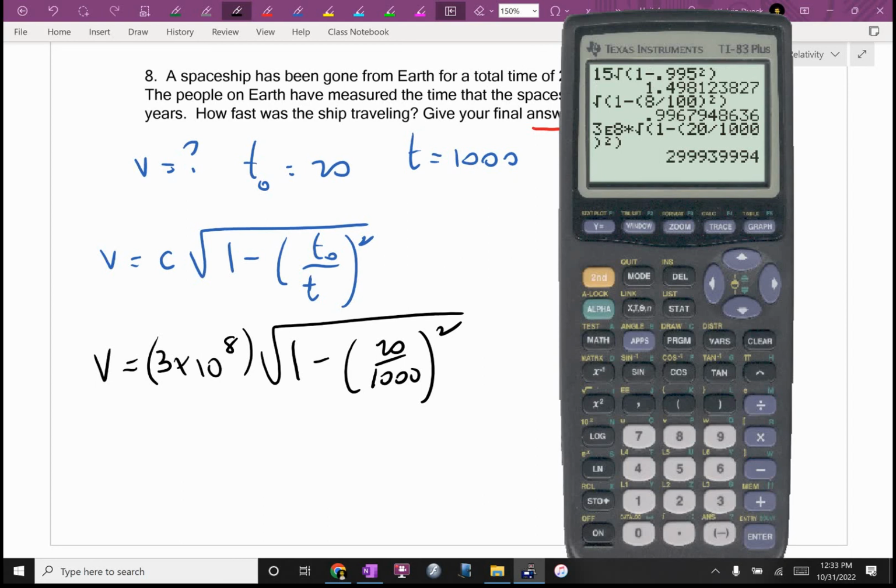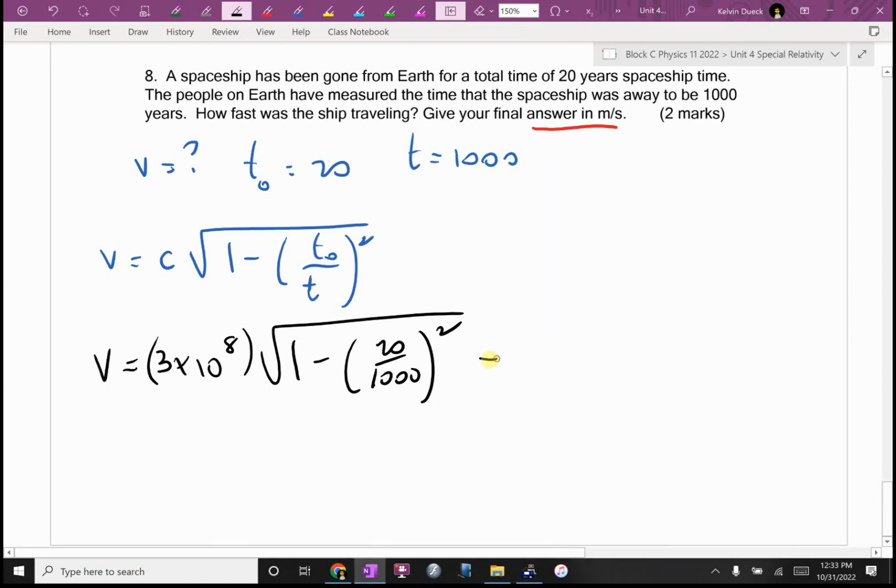If you wrote that, 2 out of 2. I'm going to round. I think the place I have to round to is probably there, because if I round anywhere else, I'll be rounding it to 3 times 10 to the 8. I'll be saying you're going the speed of light. I have an issue with that. So it's going to be 2.9994. I'm going to write it in scientific notation: 2.9994 times 10 to the 8th meters per second.